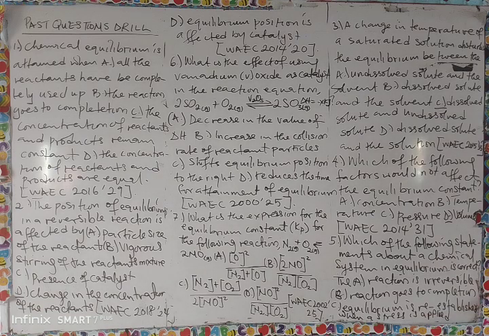Then number 5. Which of the following statements about a chemical system in equilibrium is correct? A. The reaction is reversible. Yeah, that's the number 1 point I gave to you. The reaction must be reversible. It must proceed in both forward and backward directions. B. Reaction goes to completion. No, the reaction must not go to completion. C. Equilibrium is re-established when a stress is applied.